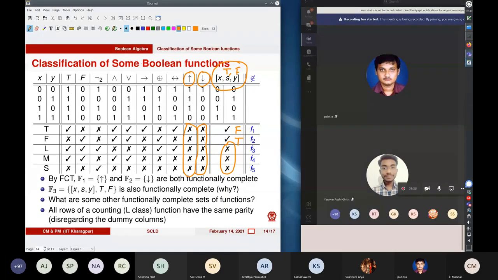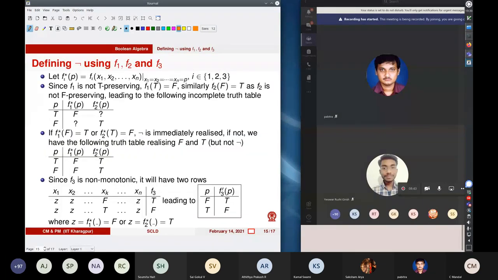All right. So these things we saw in the morning. So now let us get into the theorem proper. First, we need to define certain operations. Complementation is an important operation. So we'll see how complementation can be defined using F1, F2 and F3.